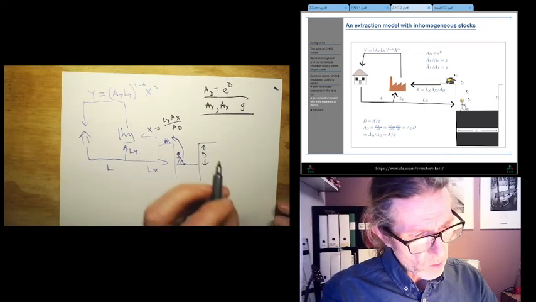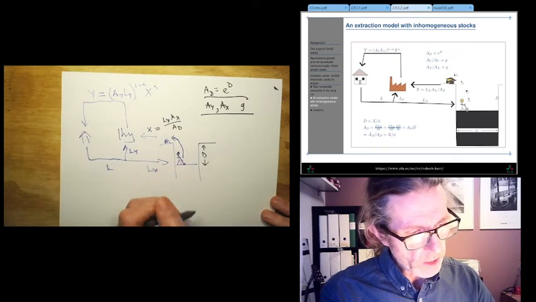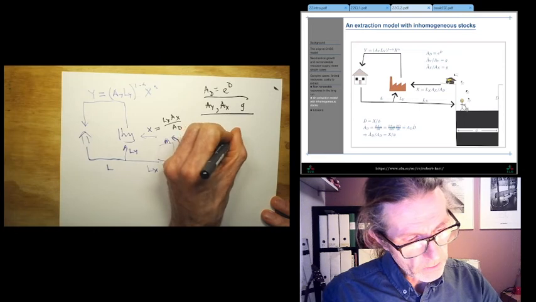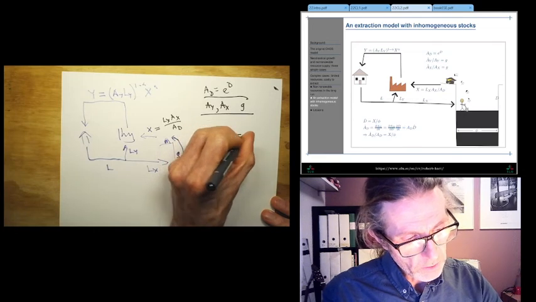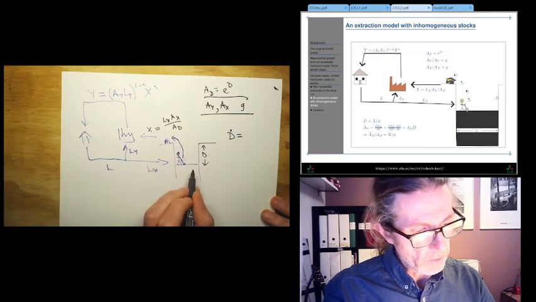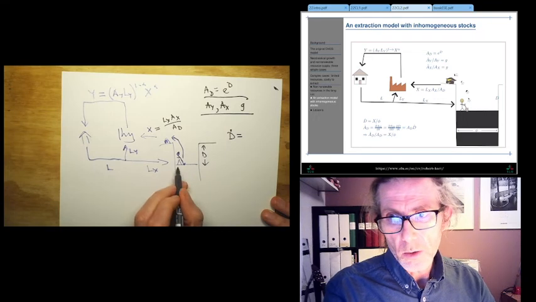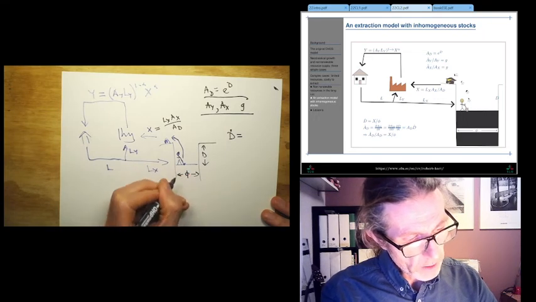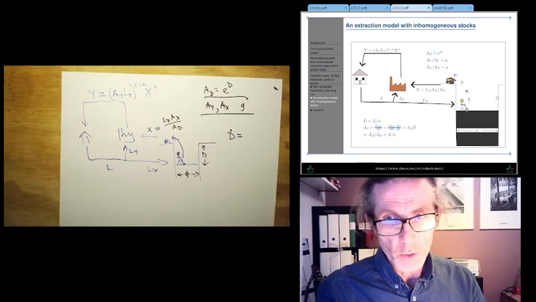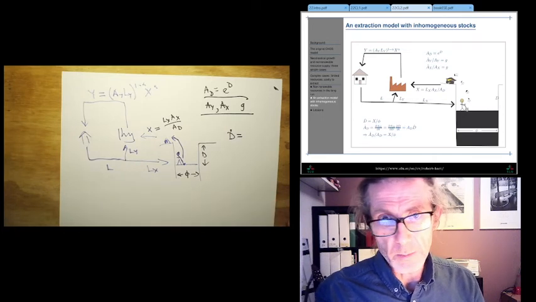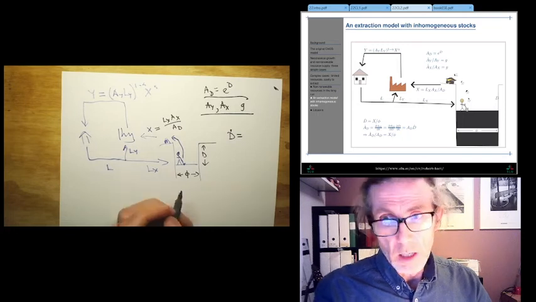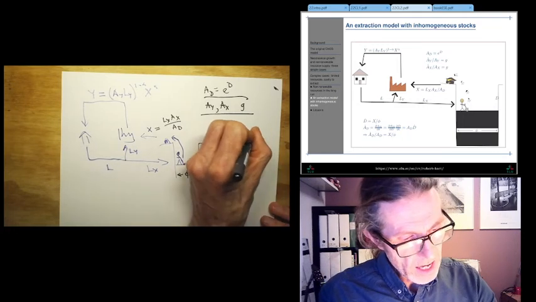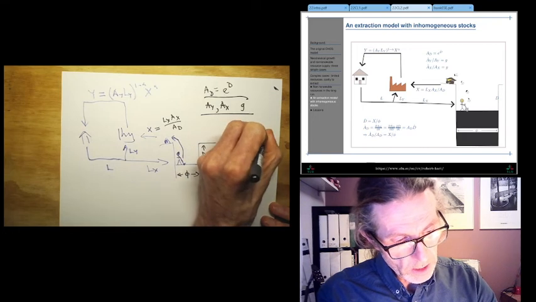Then what is the rate of change of D? It turns out D dot is x divided by phi, the width, or the surface area if you like, it doesn't matter.